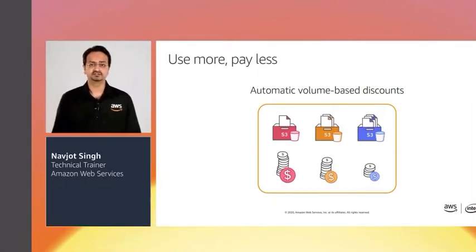With AWS, customers get automatic volume-based discounts for certain services. An example of this is S3, the Simple Storage Service, which uses tiered pricing. What this means is that the more customers use S3, the less they pay per GB a month. Another example of automatic volume-based discount is data transfer out of an AWS region. The more data customers send out of the region, the less they pay per GB a month.